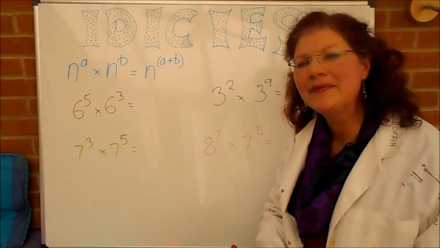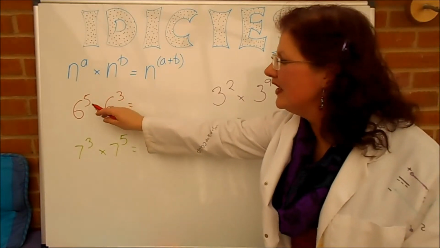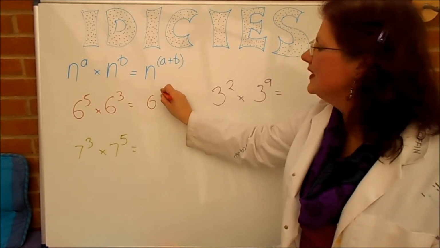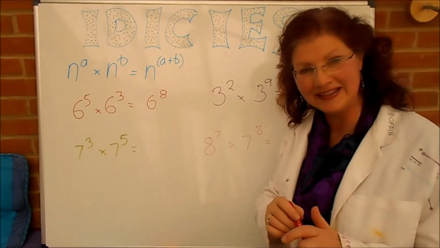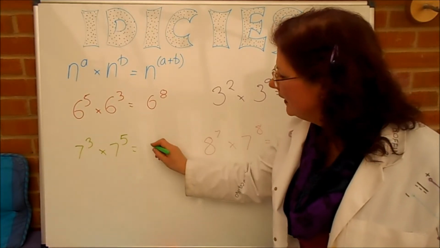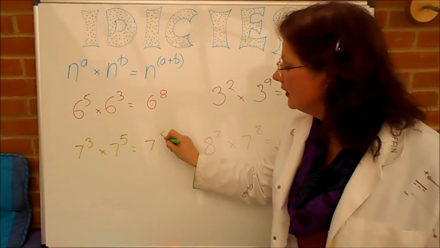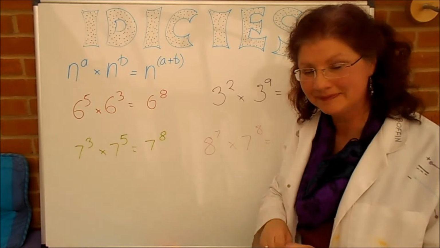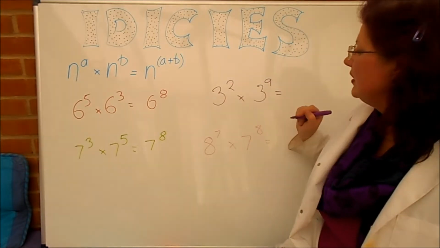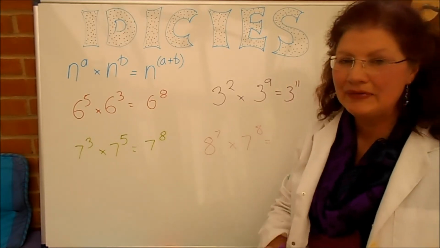Right, let's go through those together. First one, pretty simple. We've got 6 to the power 5 times 6 to the power 3. That's your a and that's your b. Gives you 6 to the power of a plus b, which is 8. 6 to the power 8. In green, we've now got 7 as our base number. So we end up with 7 to the power of, and again, just adding the powers, we've got an 8 again. Up here in purple, we've got 3 as our base. 3 to the power 2 times 3 to the power 9 gives you 3 to the power 11.